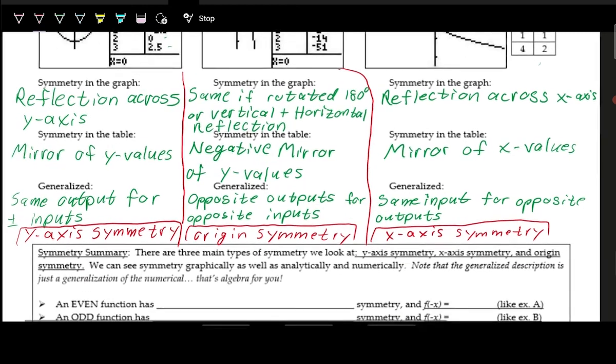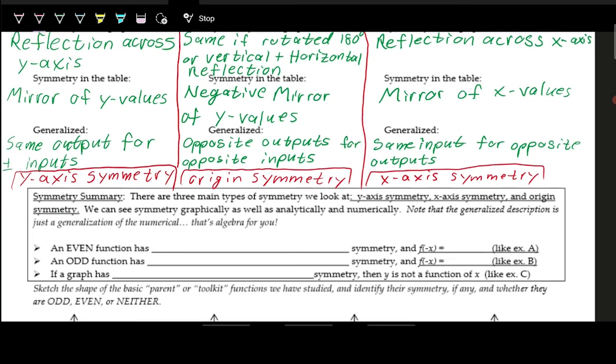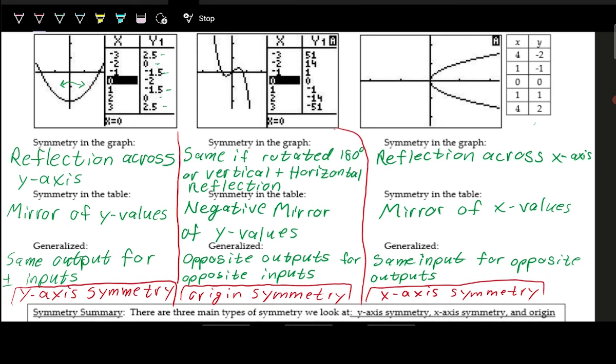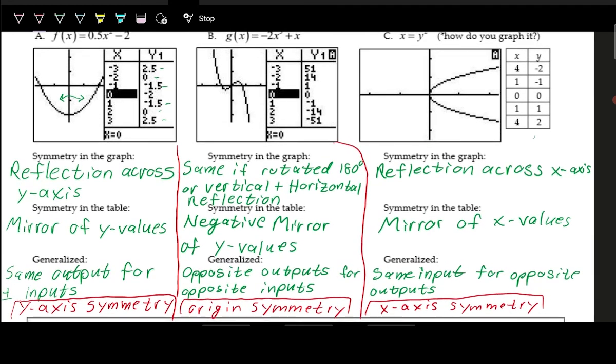So to summarize all that and to define it even more, we have three types of symmetries. We focus on two of them because one of them is actually not a function. So if we look at these different options here, you might ask yourself which one of these is not a function.